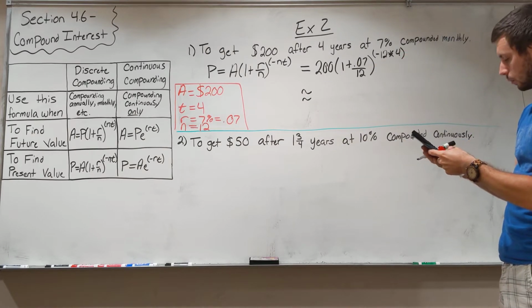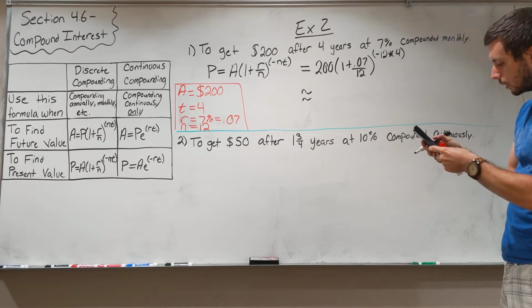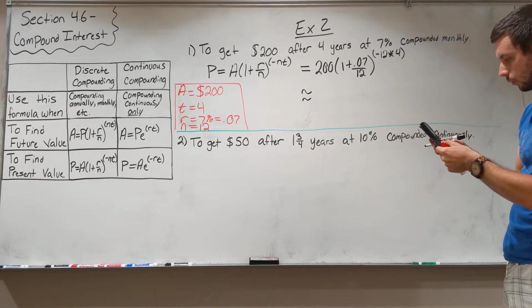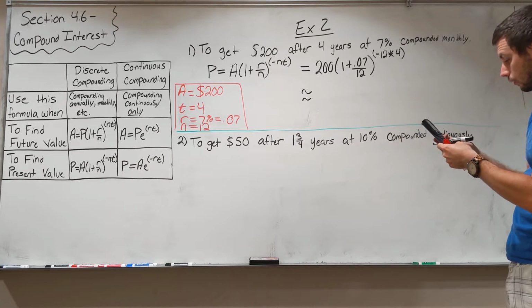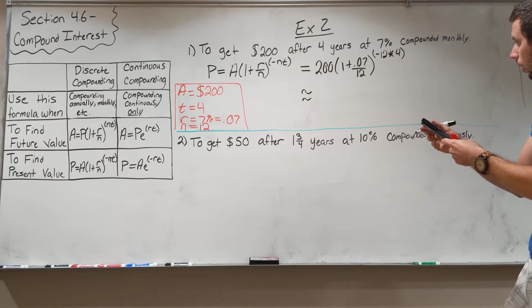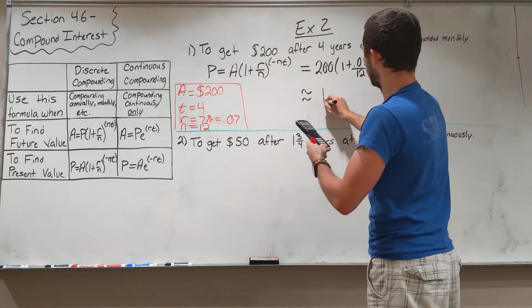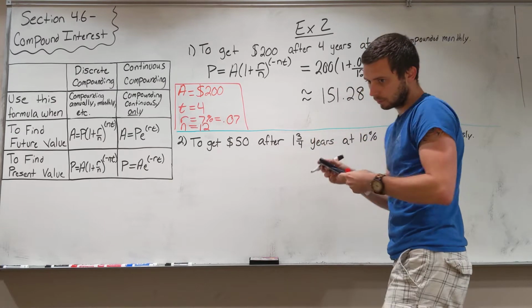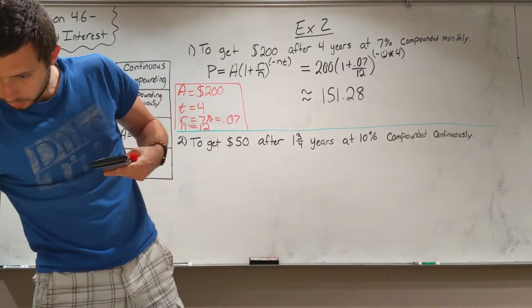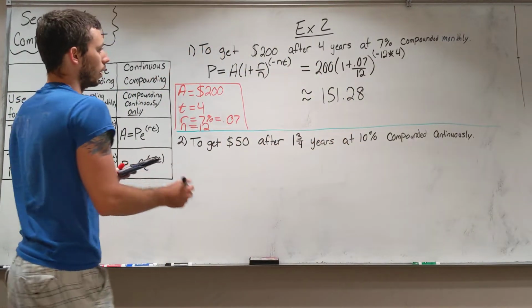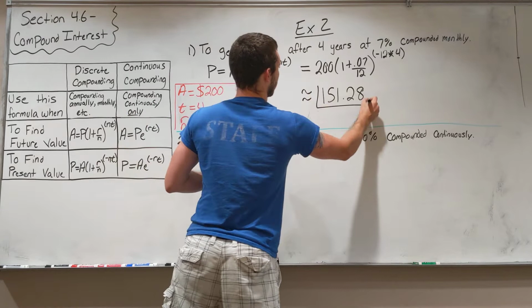200 parentheses 1 plus 0.07 divided by 12, close parentheses, raised to the open parentheses, negative 12 times 4, close parentheses, and I get 151.28. And let's make sure that is what I should get. And that would conclude the first part.